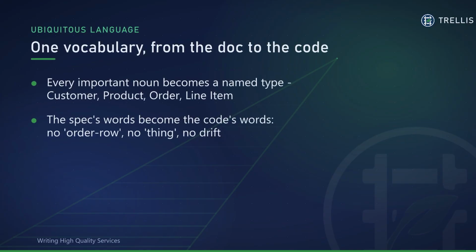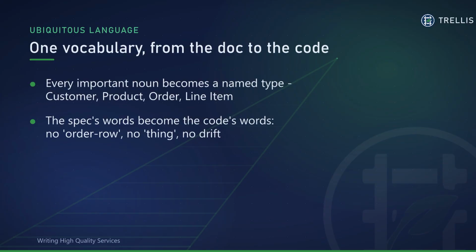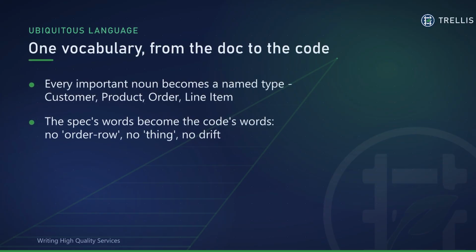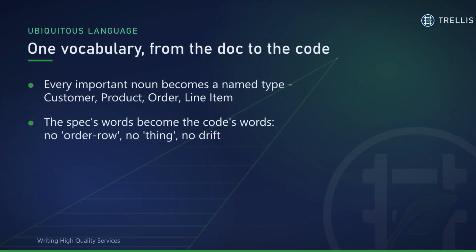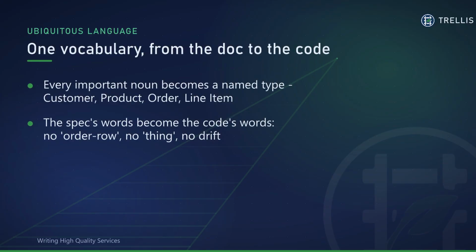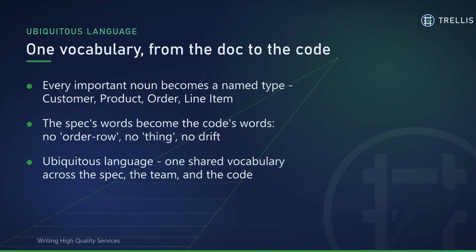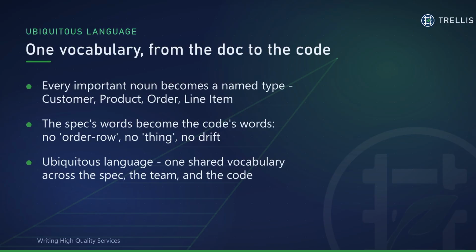That sounds trivial. It isn't. When the words in the document match the words in the code, everyone, the author, the reviewer, the next engineer, the AI, is talking about the same concept. Eric Evans called this the ubiquitous language, a single shared vocabulary that runs from the spec straight through to the running system. Naming drift is where misunderstanding and bugs get in.